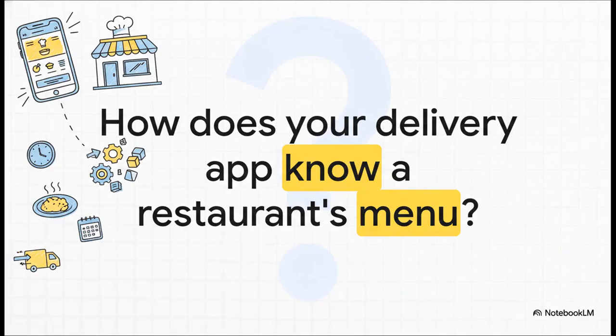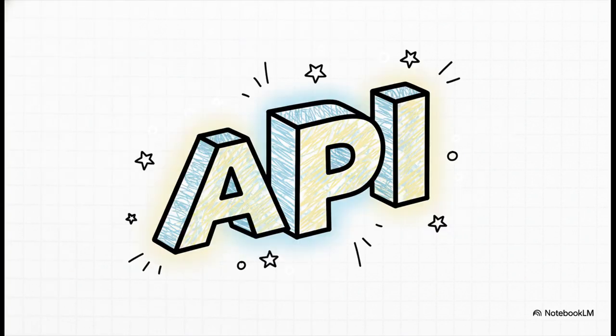I mean, really think about that for a second. You open up an app on your phone, and somehow it instantly has the latest menu, the right opening hours, and even the delivery times from a restaurant it doesn't even own. How in the world do these different apps and systems talk to each other so perfectly? Well, the magic behind that seamless connection is something called an API.